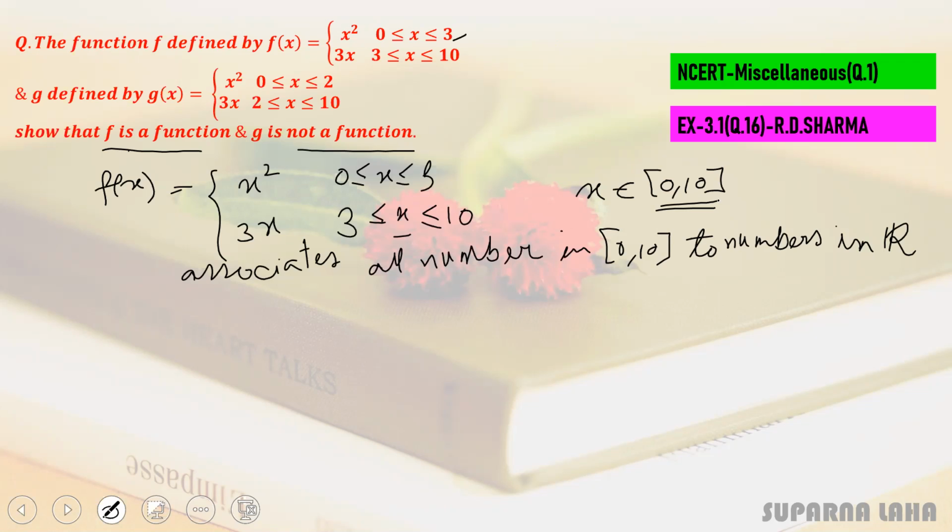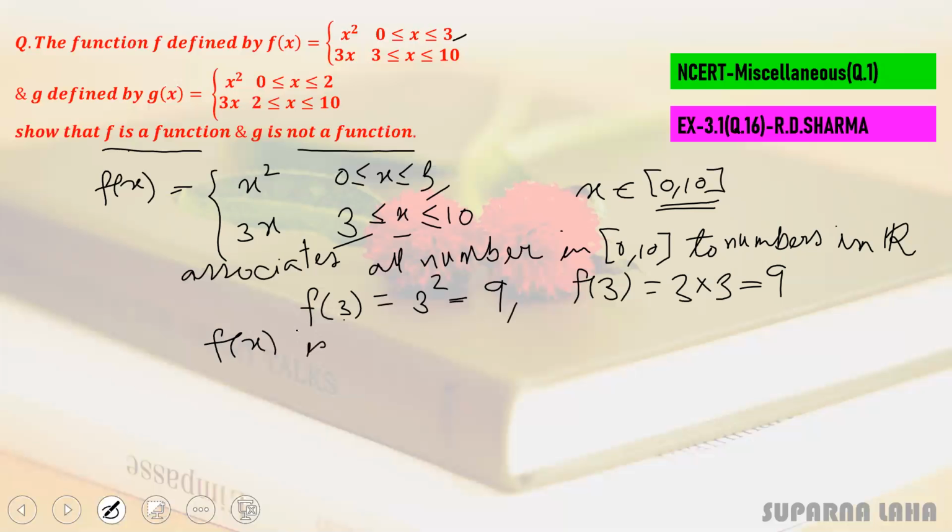Now, does it have one particular image or not? Now look at that. 3 is present in this interval also. 3 is present in this interval also. So what is f of 3? For the first case, f of 3 is 3 square, that is 9. And for the second case, f of 3 is what? 3 into 3, which is also 9. Now for these two cases, we find the unique image, right? So (3, 9) is an element of this function. So that means the second condition also holds. So we can say that f of x is a function.